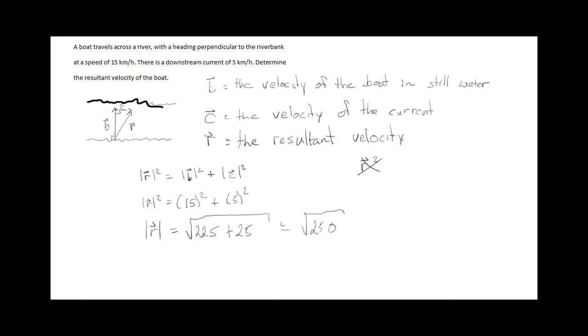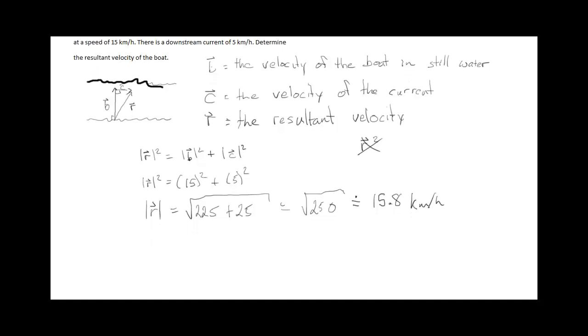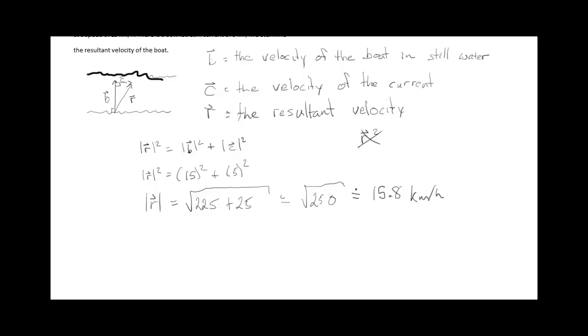250, which I'm going to get a decimal for. I'm not just going to simplify the radical. I'm going to get a decimal approximation, because anytime you're looking for a physical quantity like velocity or distance, you don't want to say it's the square root of something kilometers per hour. You want to give it as an actual number to get a better sense of what that is. So the actual speed of the boat would be 15.8 kilometers per hour.